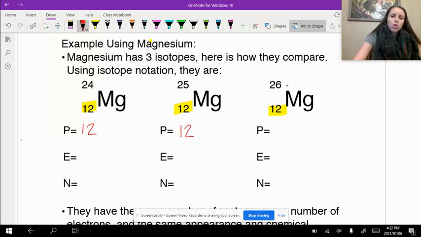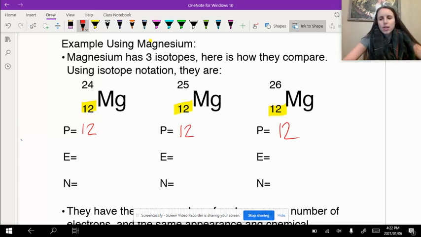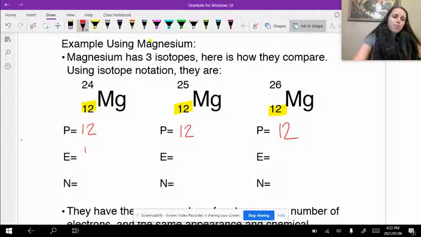So every single one of them would have 12 protons. Just a reminder that in this case, we're not dealing with ions yet. So the number of protons is equal to the number of electrons. As soon as you know the number of protons, you do in fact know the number of electrons. In this case, it's going to be the same.